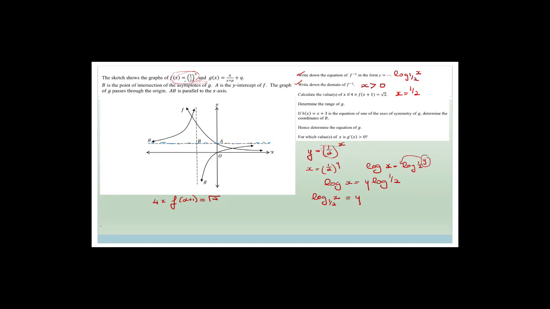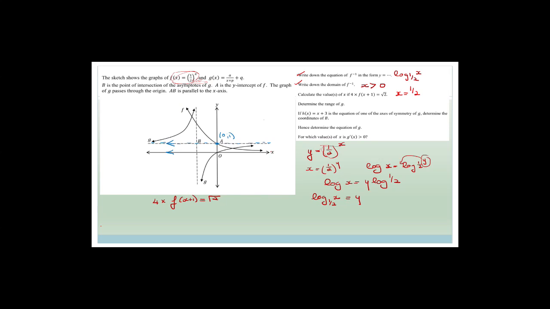We also know that the sketch shows the graphs of f of x equals 1/2 to the x. But you can see what's interesting is that f of x goes through this line at point A. It says A is the intercept of f, B is a point of intersection. They say AB is parallel to the x-axis. If that's the case, then the y value of this point has to be the y value at this point. Do you agree? And the y value here is 1. The coordinate of this is 0, 1, because anything to the 0 is 1.